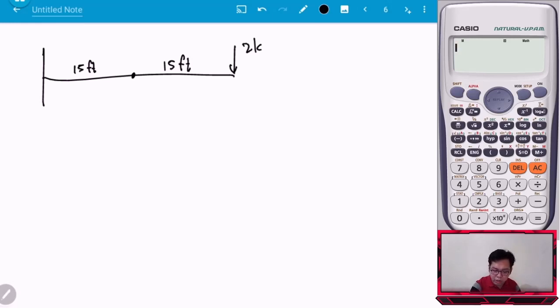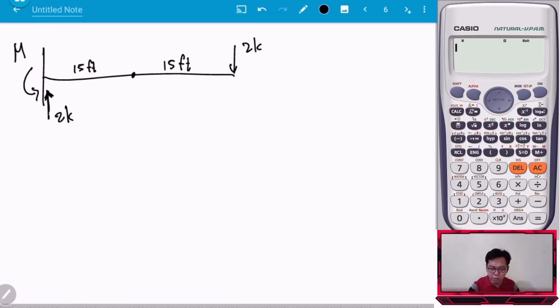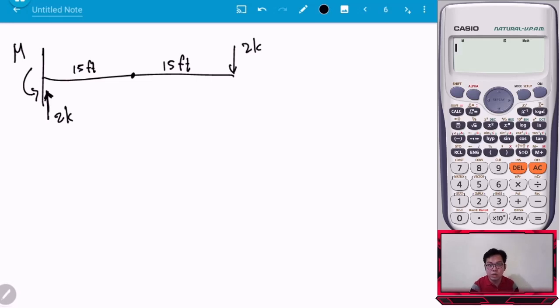So, anyway, I hope agree kayo na meron tayong reaction dito which is equal to 2 kips din. Okay? And then, dapat meron tayong moment reaction din dito. M, negative moment reaction. Again, negative bending, di ba? To counteract the 2 kips. So, ang moment dyan, I think obvious naman, no? I hope obvious para sa inyo na 2 times 30, which is equal to 60.